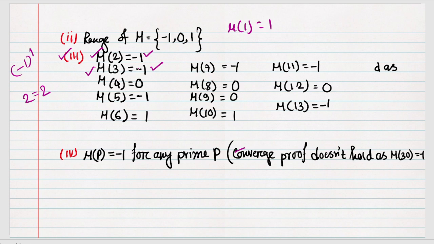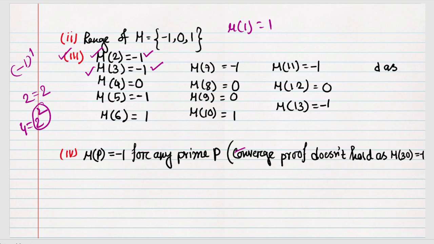Mu of 4 is equal to 0, because in the prime factorization of 4 we have 2 squared, that is a perfect square or a squared number. Because there exists a squared number in the prime factorization of n, here n is 4, it will be 0. Mu of 5 equals -1, mu of 6 equals 1, and so on.